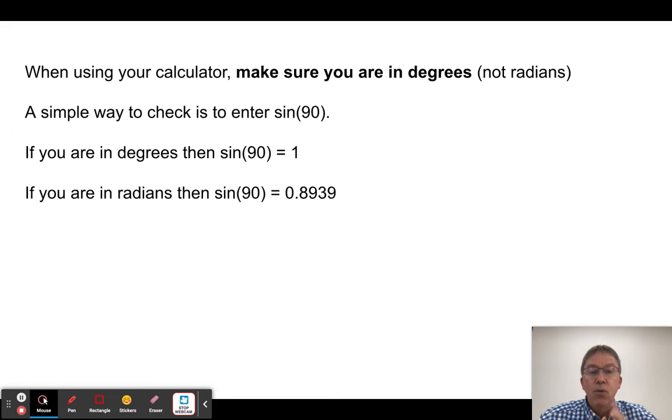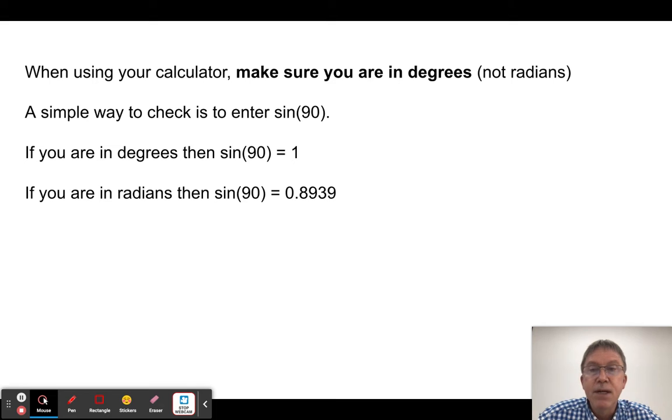Okay, now when we're working with angles, sometimes we'll want to work with degrees and sometimes we'll work with radians. Mostly we'll work with radians when we're talking about rotational motion. But for the rest of the year, which is almost all of the year, we're going to be using degrees. And so you'll probably want to use the degree mode in your calculator.